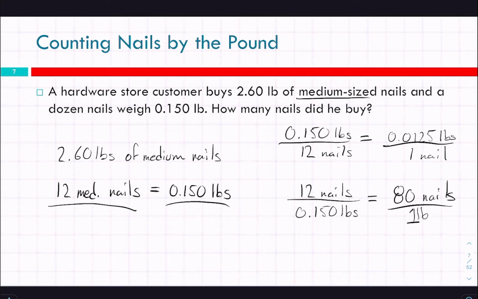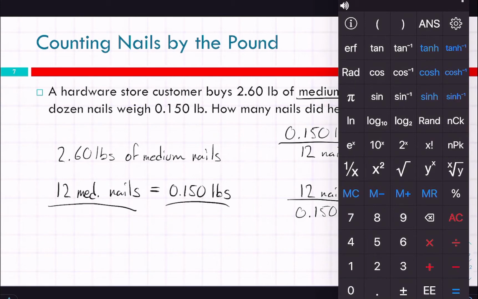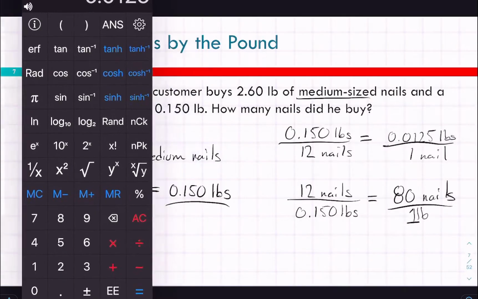So in conversion factors like this, when you divide, you're figuring out how many nails per 1 pound or how many pounds per one nail. We can use either of these conversion factors because if we flip this upside down and do 1 divided by 80, we will get this number. So they're interchangeable. If you want, take your calculator, or I can do it here too. So 1 divided by 80 equals 0.0125.